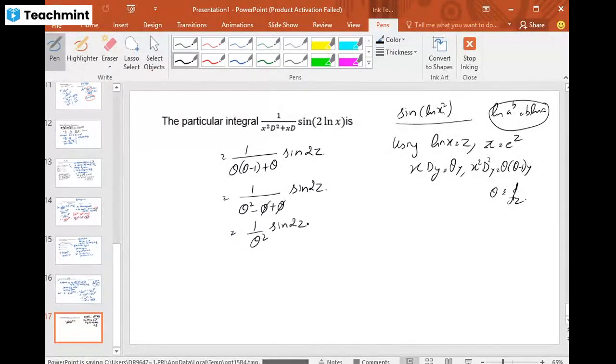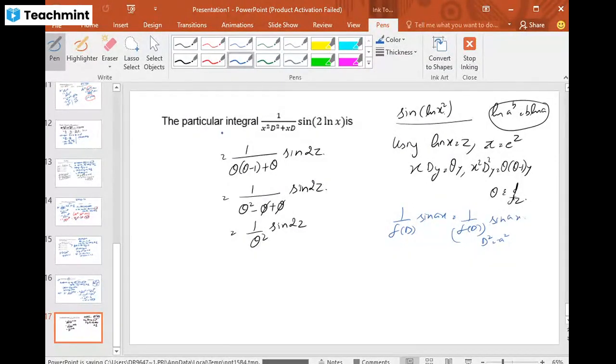And we have a property. What are we going to do in case of sine or cosine function? Replace D square with minus of a square, provided your denominator is not equal to 0.